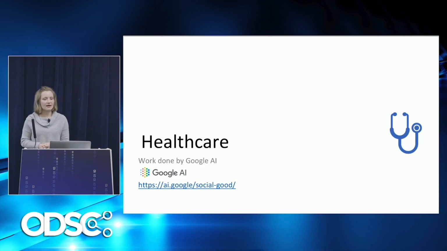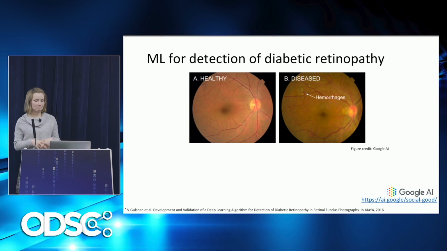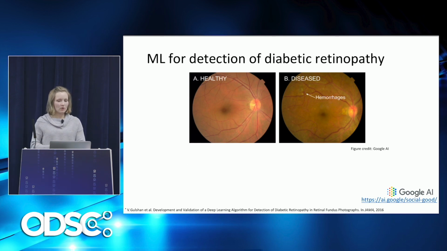So the next example is healthcare, and in this case it's from Google. They tackle the problem of diabetic retinopathy, I don't know how to pronounce it. Diabetes causes more sight loss than anything else, and if it's detected early, it can be prevented. If not, it's loss of sight forever.